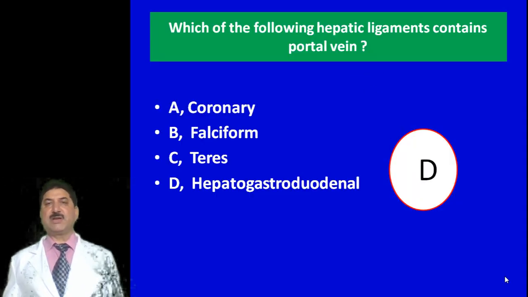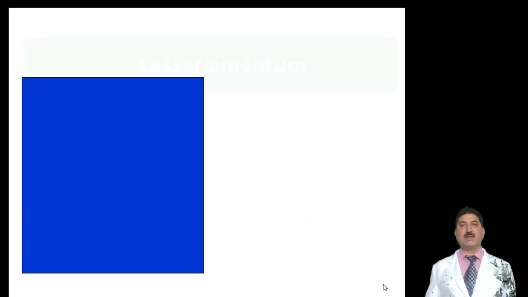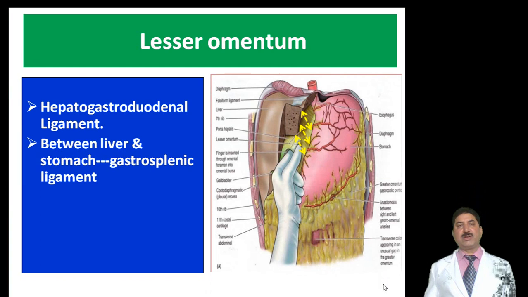Which of the following hepatic ligaments contains the portal vein? Coronary, falciform, teres, hepatogastroduodenal. Hepatogastroduodenal ligament is also called the lesser omentum. It lies between the liver and stomach.